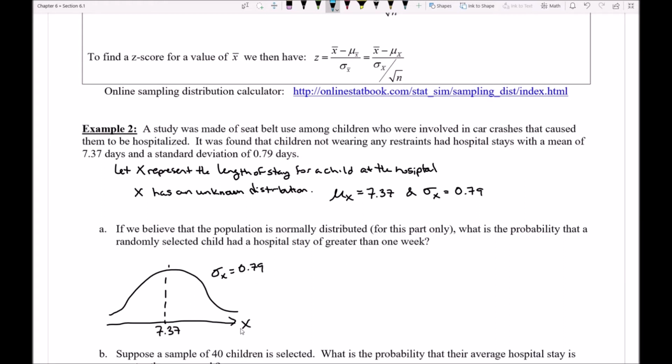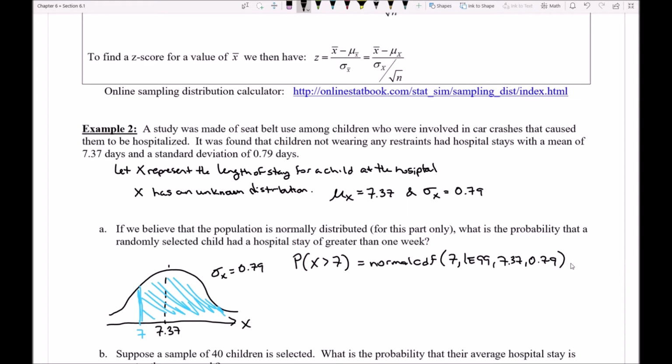Well, keep in mind here, x is being measured in days. So a week would be the same as 7 days. So I'm going to go right here from 7, and I'm going to shade all the way up into the corner. So I would write this as probability that x is greater than 7. I know I can calculate that with a normal CDF, starting from 7, going to 1E99, and then I would type in my mean of 7.37 and my standard deviation of 0.79.